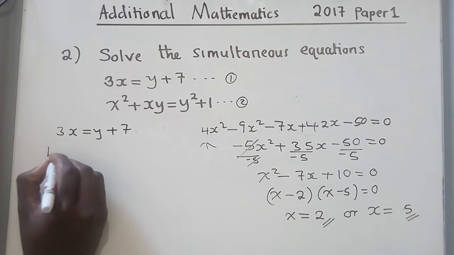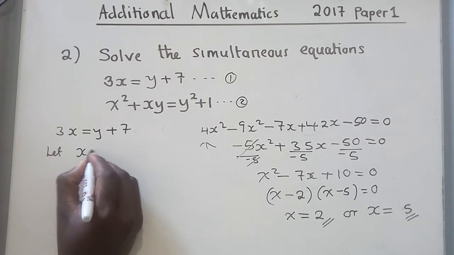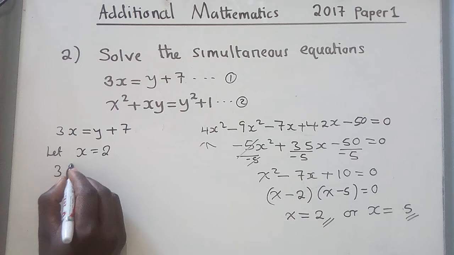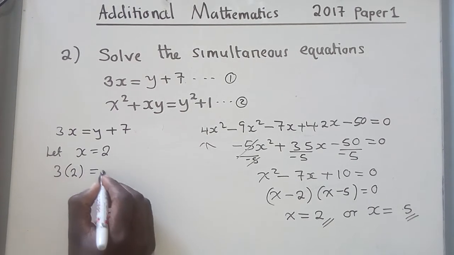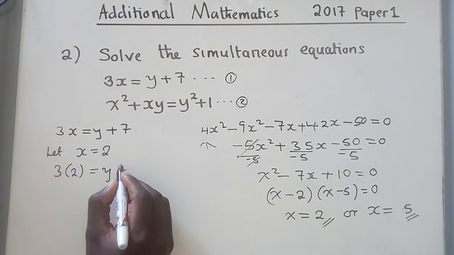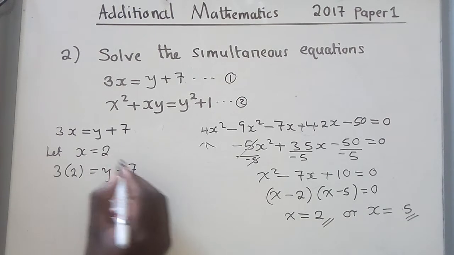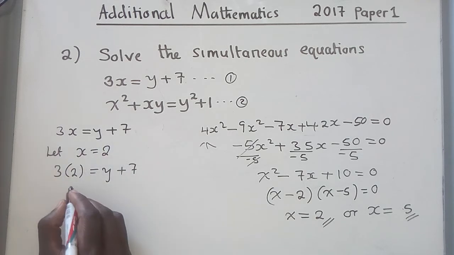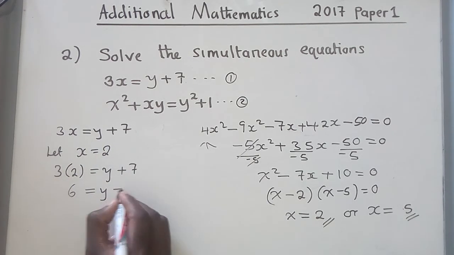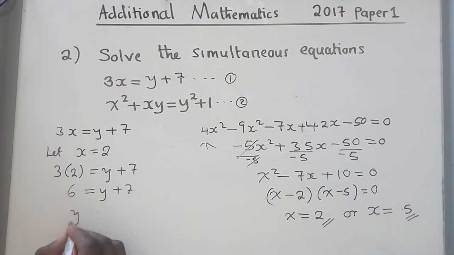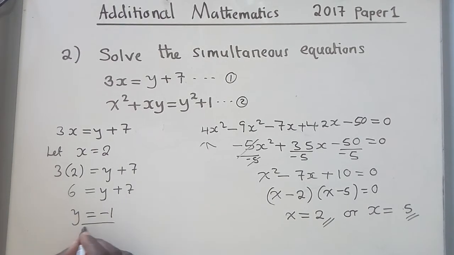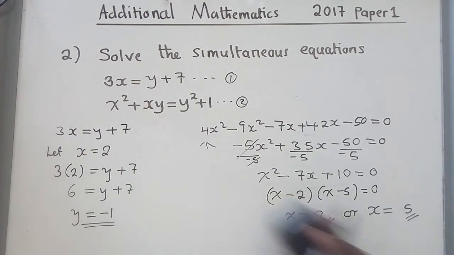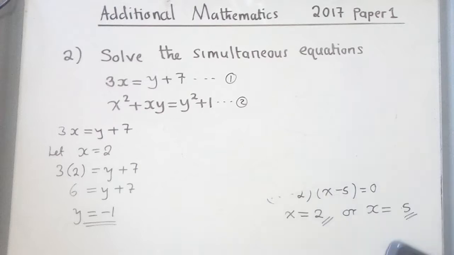So now you say let x be equal to 2. When x is equal to 2, what is y? Meaning you get the equation and plug in the value of x, which is here. So this will be 6 is equal to y plus 7. Group the like terms. When you solve, you find that your y will be equal to negative 1.